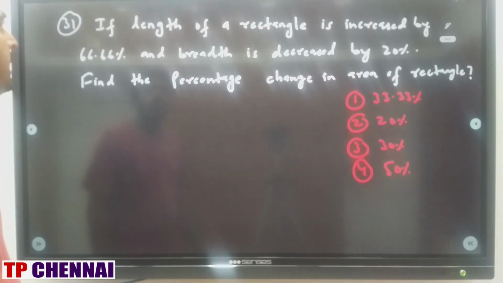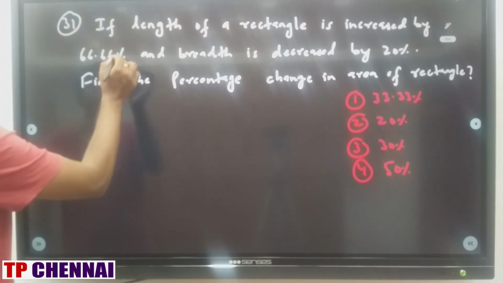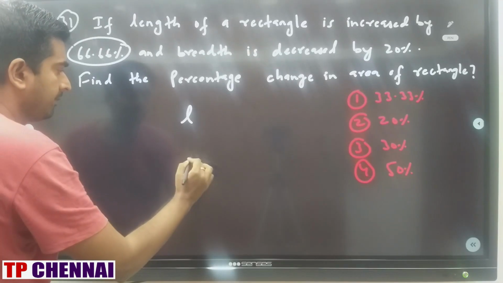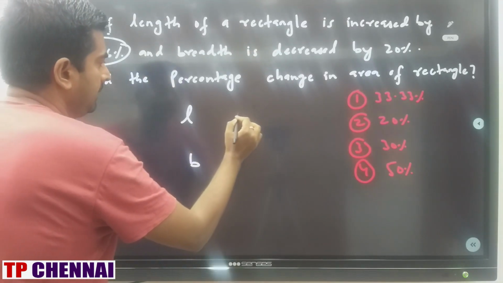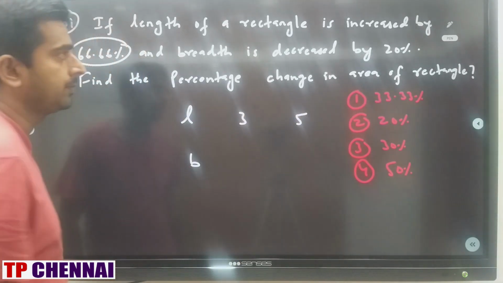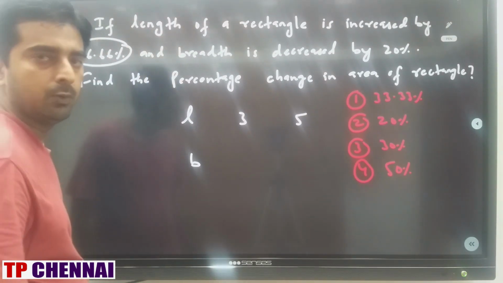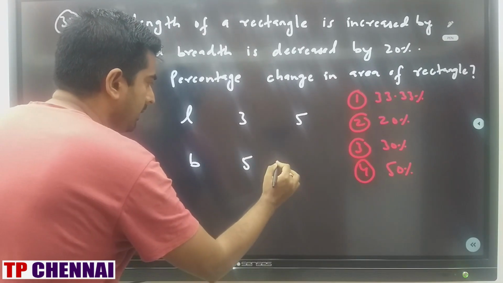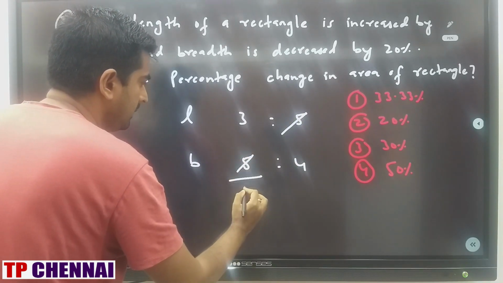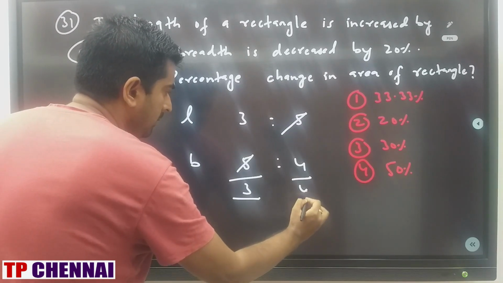Now we'll see 31. If length of rectangle is increased by 66.66% and breadth is decreased by 20%, find the percentage change in the area of rectangle. 66.66%, what is the fraction value? 2 by 3. That means if initial length is 3, now it has increased, so it is 5. 20%, what is fraction value? 1 by 5. Initial breadth is 5, now it is 4. 5 and 5 is cancelled. This is 3, this is 4.